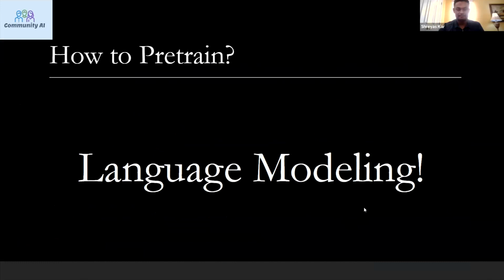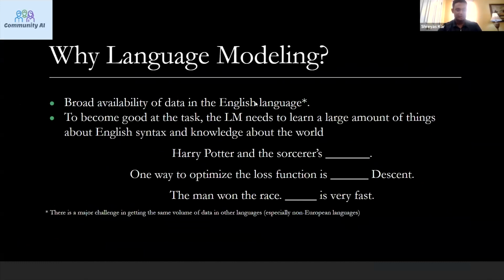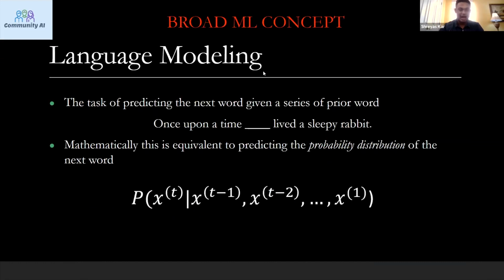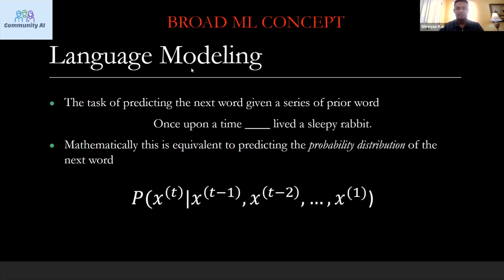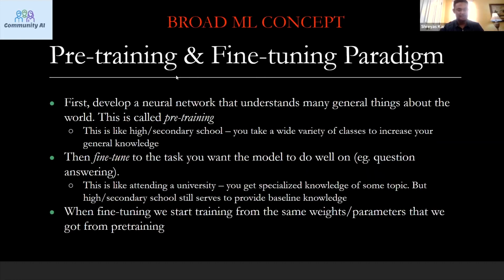Okay, sounds great. So where I was at is, why language modeling? To summarize what I talked about the last minute, we have language modeling, which is how we pre-train these models. But how exactly does language modeling correlate with pre-training? Because pre-training means a neural network that understands many general things about the world.